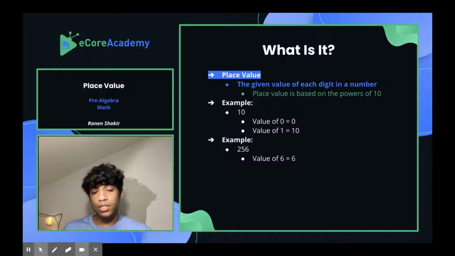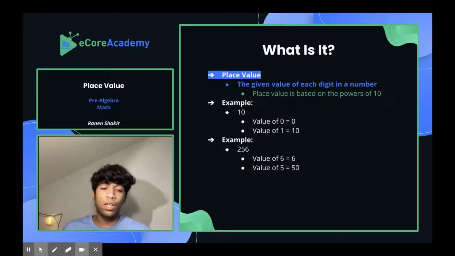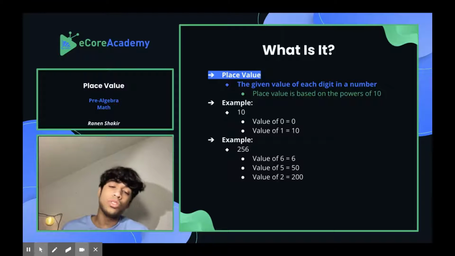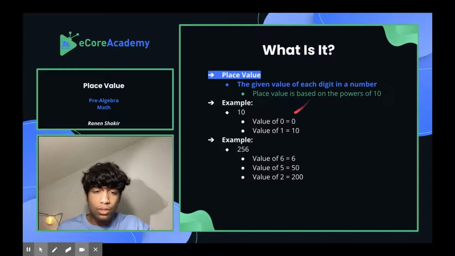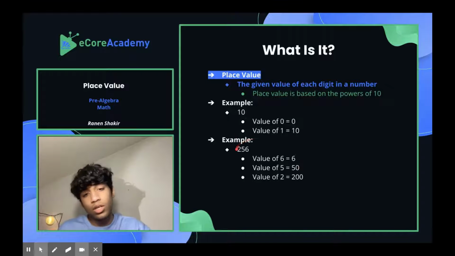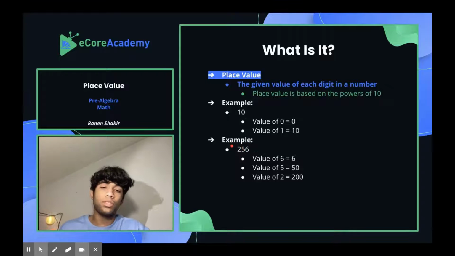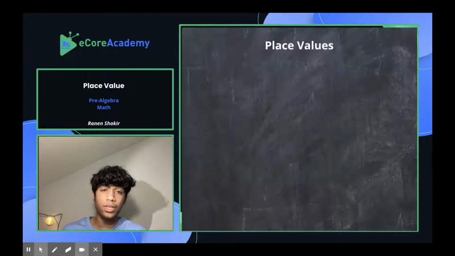Another example, 256. The value of the 6 in 256 is 6. The value of the 5 is 50. The value of the 2 is 200. And if we look at these numbers and we add them up, we see that 10 plus 0 is 10, there goes our number. We see that 200 plus 50 plus 6 is 256. Cool, that's our number. So this is basically the gist of what place value is, but we're going to go over more detail right now.